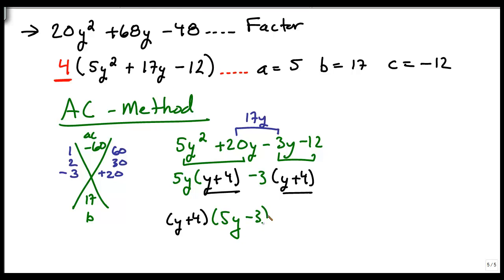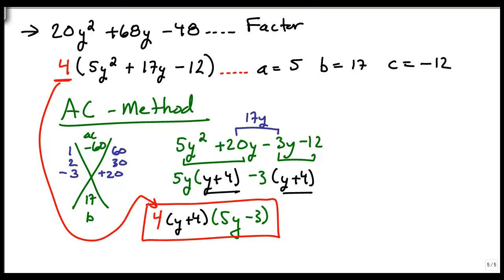Now this is where we could possibly make a mistake. Don't forget the 4. And again, the 4 comes into play because of our greatest common factor out front.